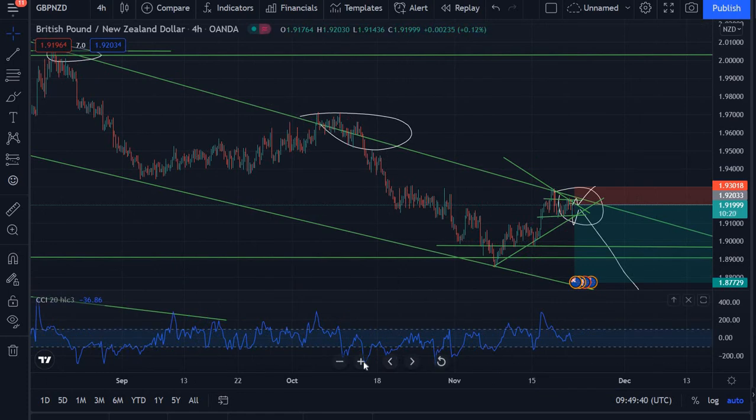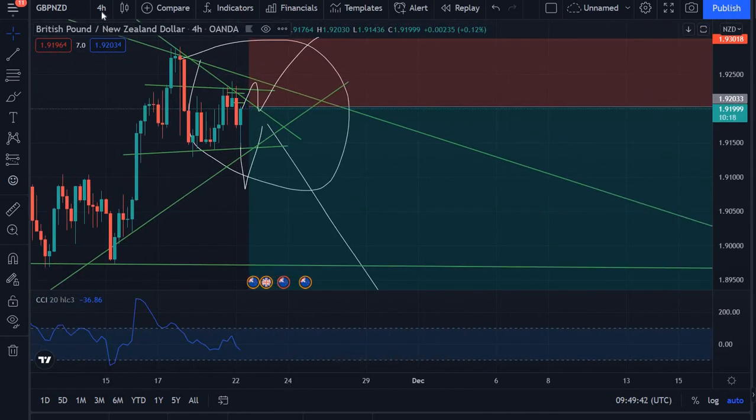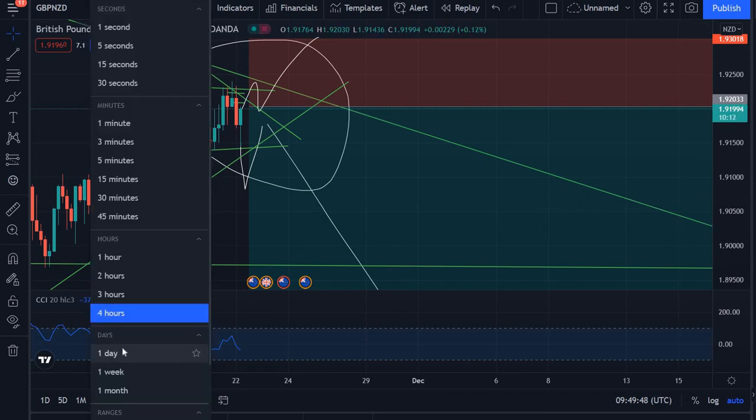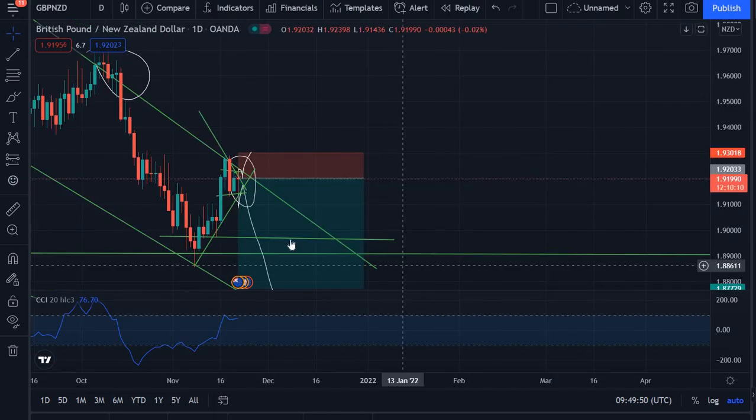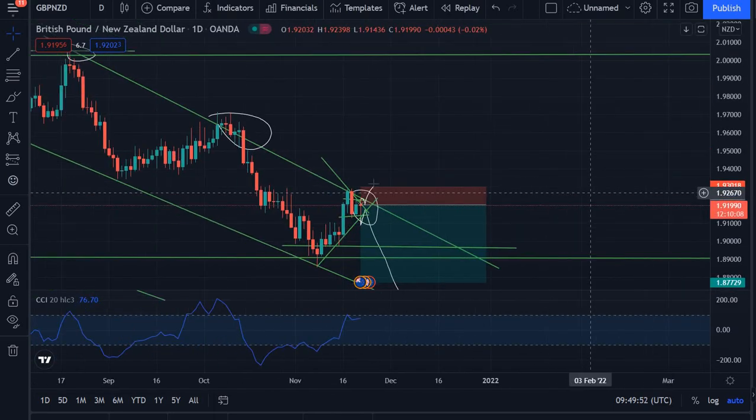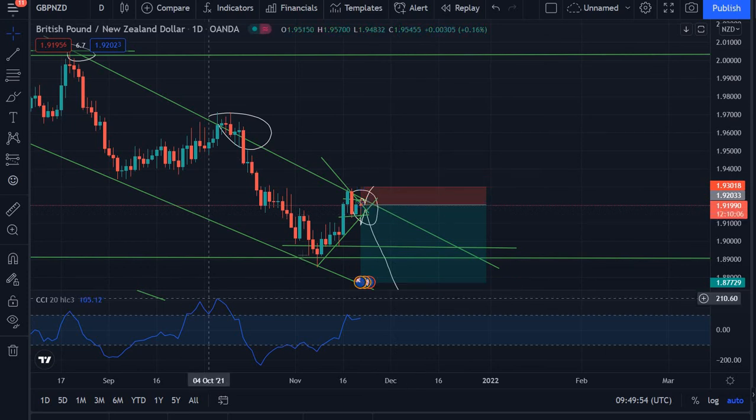But in general I prefer the downside, and so this is the trade on the bigger time frames. So it would be a risk reward of 4.3 if you enter now. So this was the British pound, New Zealand dollar.